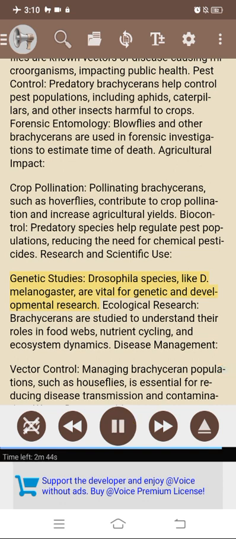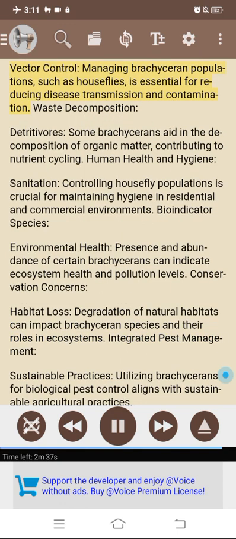Genetic studies. Drosophila species, like melanogaster, are vital for genetic and developmental research. Ecological research. Brachycerans are studied to understand their roles in food webs, nutrient cycling, and ecosystem dynamics. Disease management. Vector control. Managing brachyceran populations, such as houseflies, is essential for reducing disease transmission and contamination. Waste decomposition. Detritivores. Some brachycerans aid in the decomposition of organic matter, contributing to nutrient cycling.